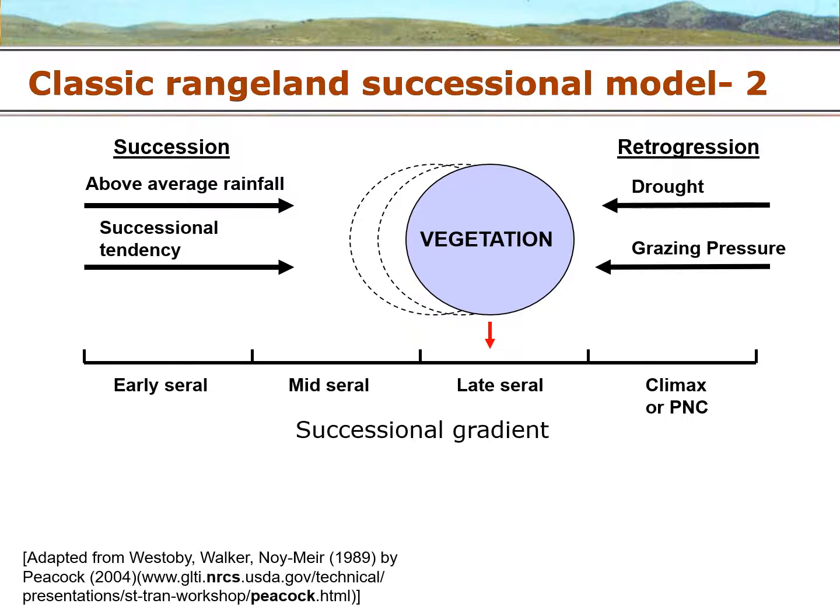Succession was thought to be linear, such as in this graph, going from early through mid-late several stages and eventually ending up at the climax or PNC along that successional gradient. Succession could be moved forward by above average rainfall, or it could be moved backwards, called retrogression, by drought or higher grazing pressure.